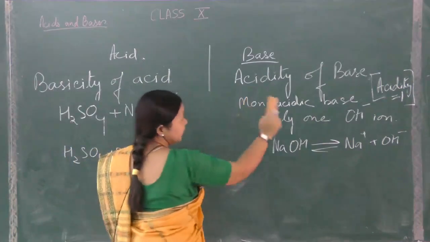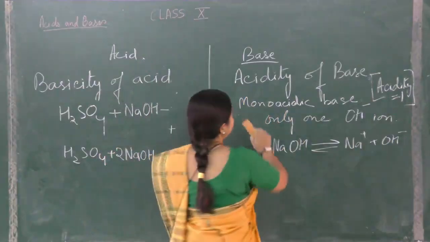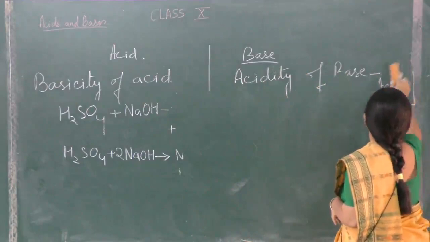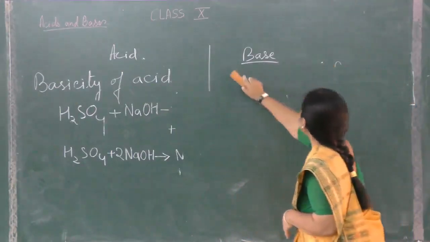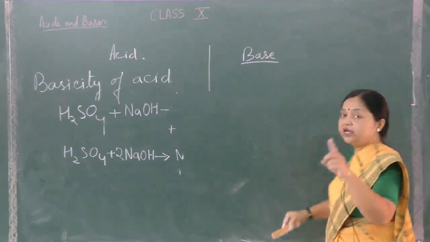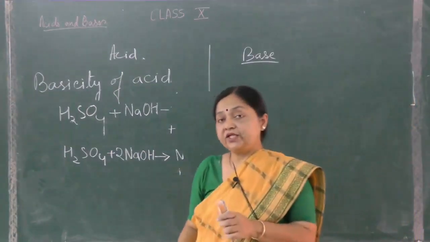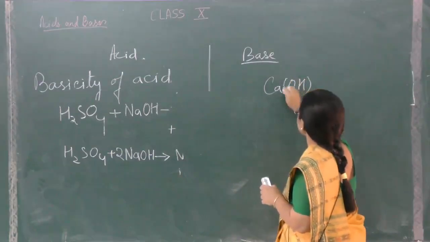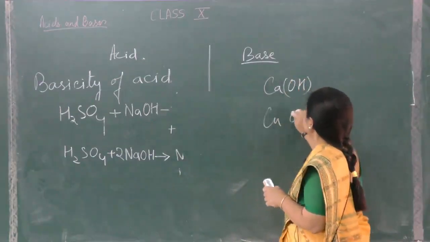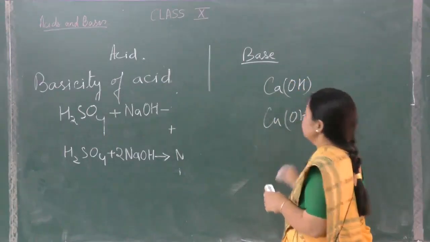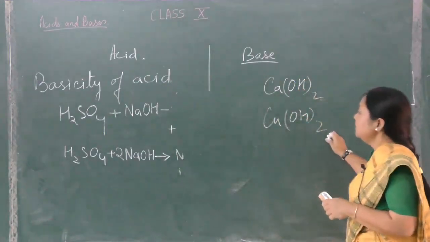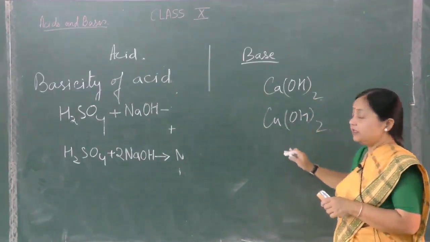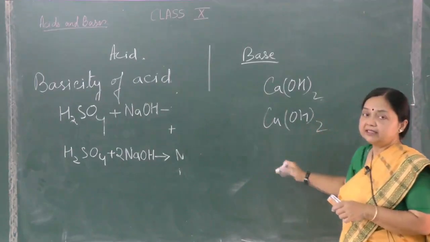Now, diacidic bases. What are the examples of diacidic bases? NaOH, KOH are monoacidic bases because they contain only one replaceable OH ion, hydroxyl ion. Suppose Ca(OH)2, Cu(OH)2. These have an acidity of 2 because they are diacidic bases. They are called diacidic bases.